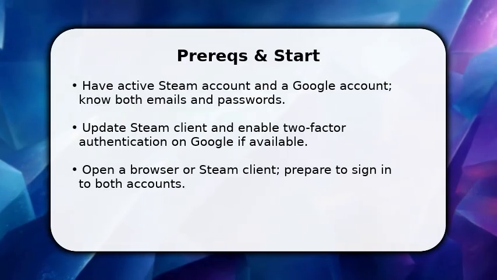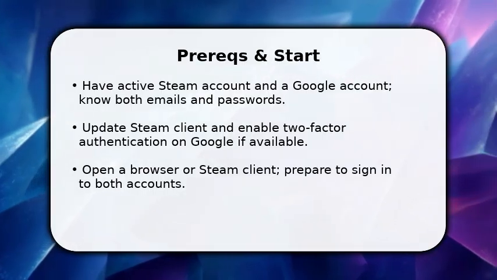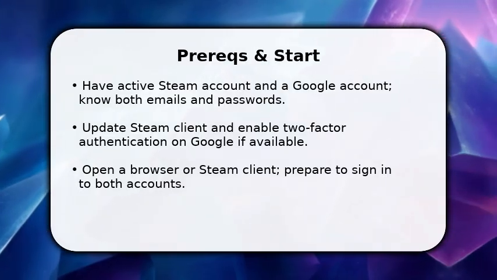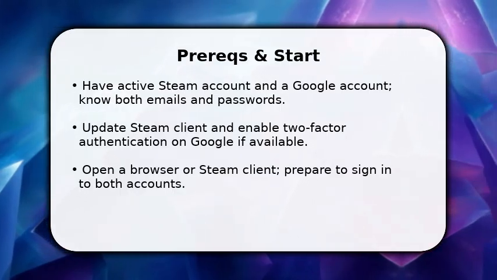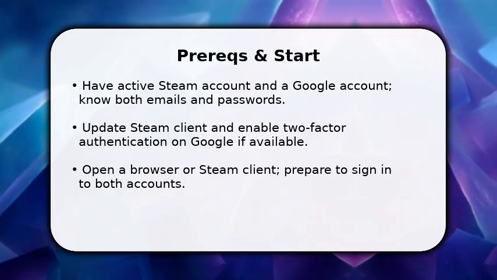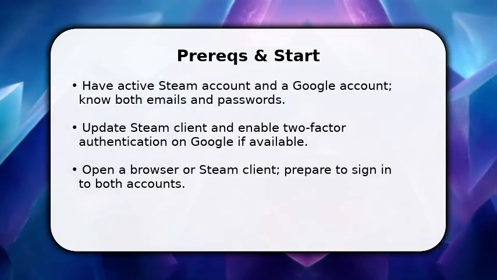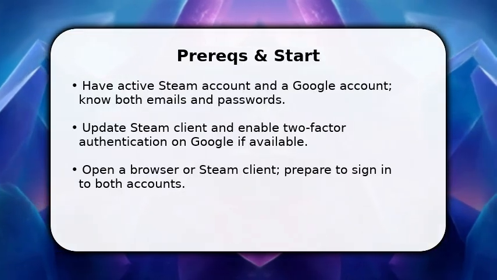You're ready to begin. Confirm you can log into Steam and Google separately and make sure Steam is up to date. Once done, open the Steam client or the Steam website and sign into your Steam account, then have a browser tab ready for Google. You need two-factor authentication enabled on Google for smoother linking in many cases, so set that up now if you haven't. After that, navigate to Account Management. We'll start the account link flow immediately.